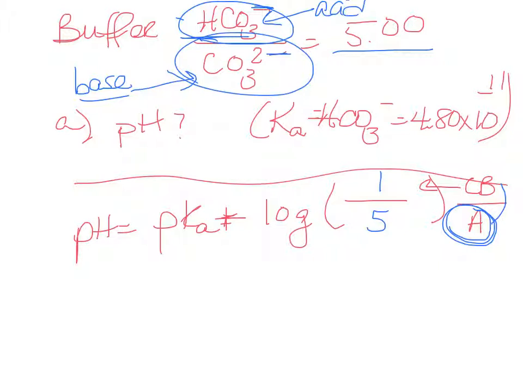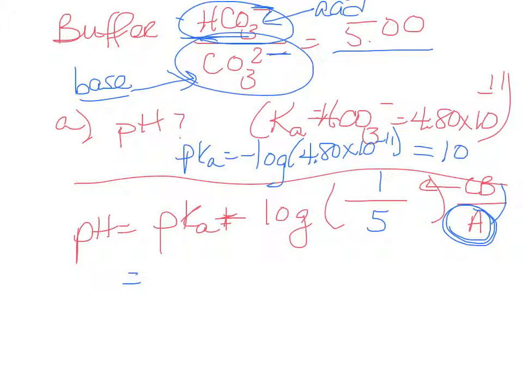What else do we know in here? We're trying to solve for pH. What is pKa? Well, pKa is the minus log of 4.8 times 10 to the minus 11, and that is 10.319. And that goes in here.